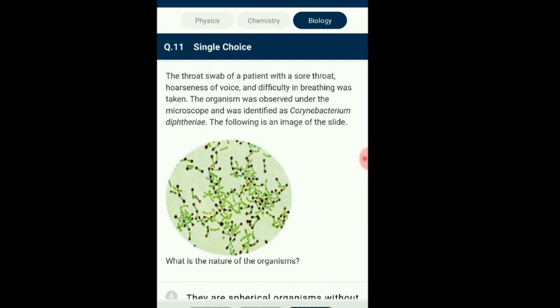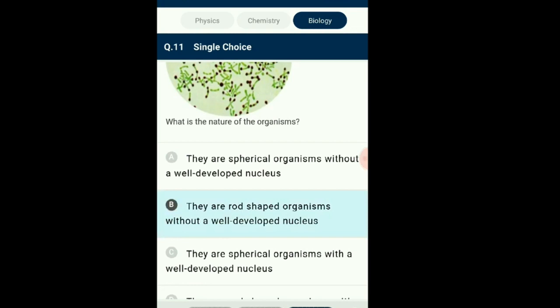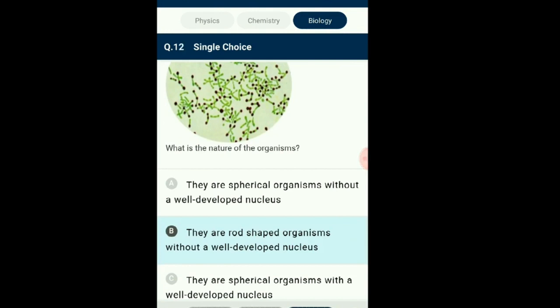Corynebacterium diphtheriae is a bacterium, that means it is a prokaryote without a well-developed nucleus. When you observe these bacilli, that means they are rod-shaped. So the answer is option B. They are rod-shaped organisms without a well-developed nucleus. So the answer is option B. Question number 12.